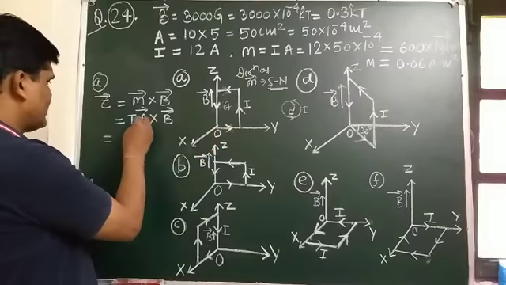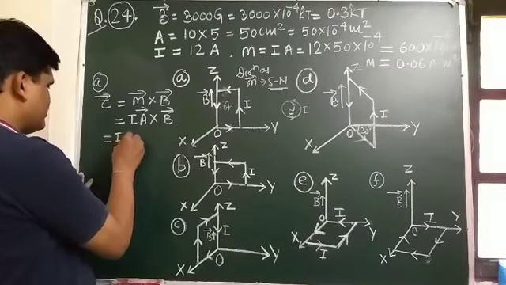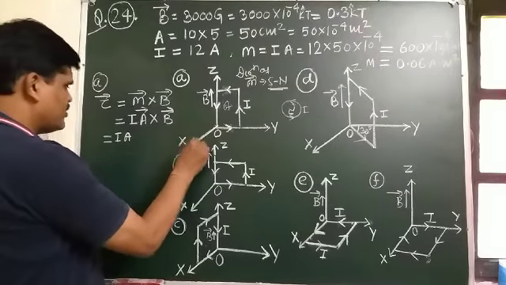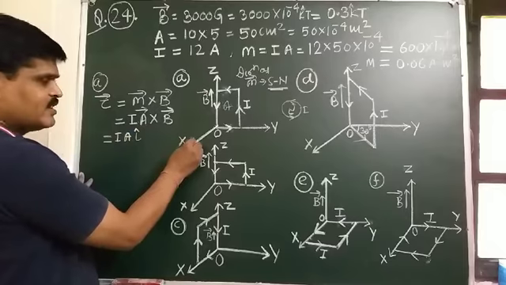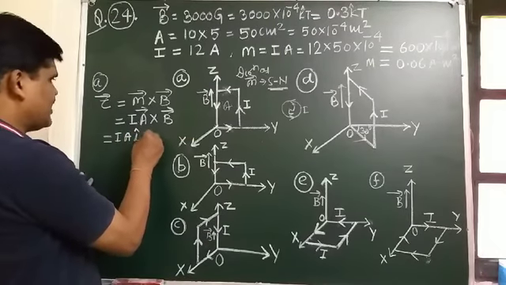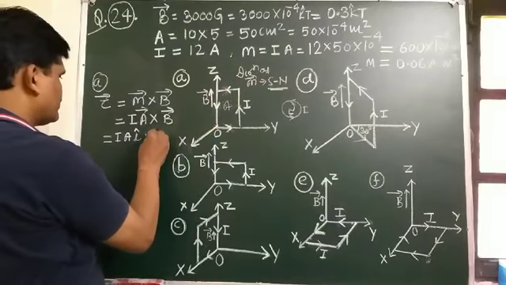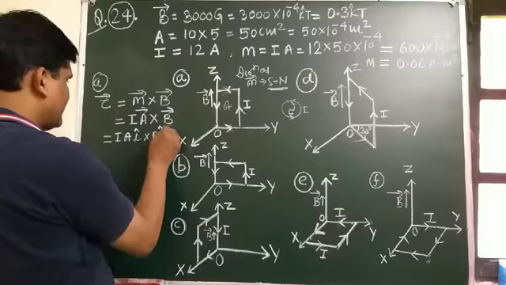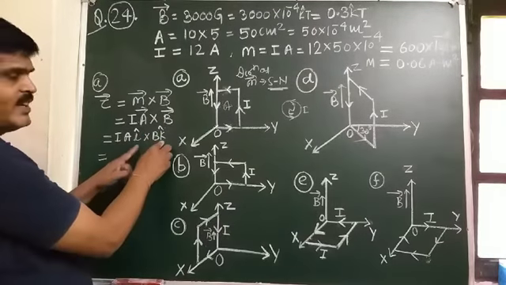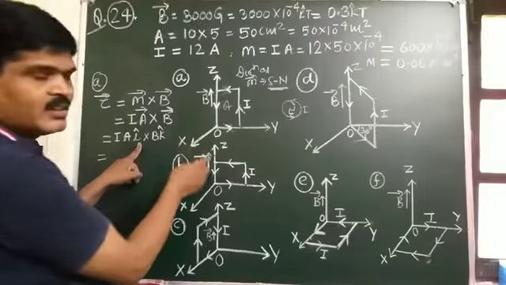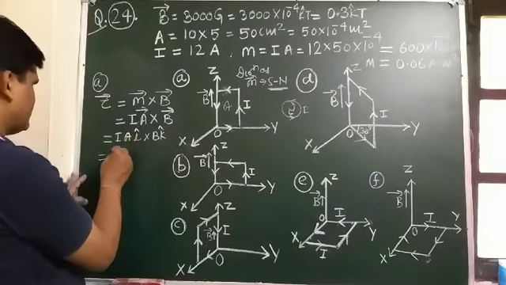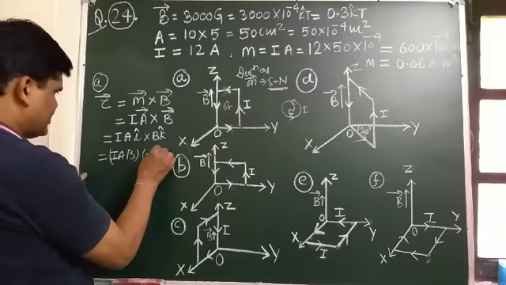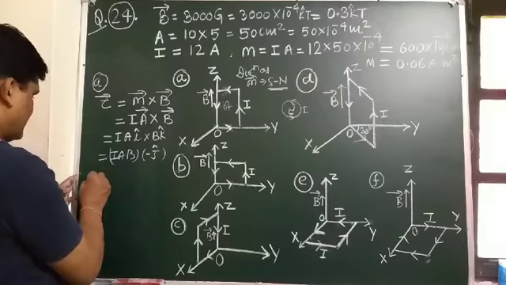So IA in terms of vector: the magnetic moment is towards the x-axis, unit vector i, and the magnetic field is towards the z-axis, so we can write Bk. And students, i cross k is minus j. So we can write IAB, and this will be minus j.